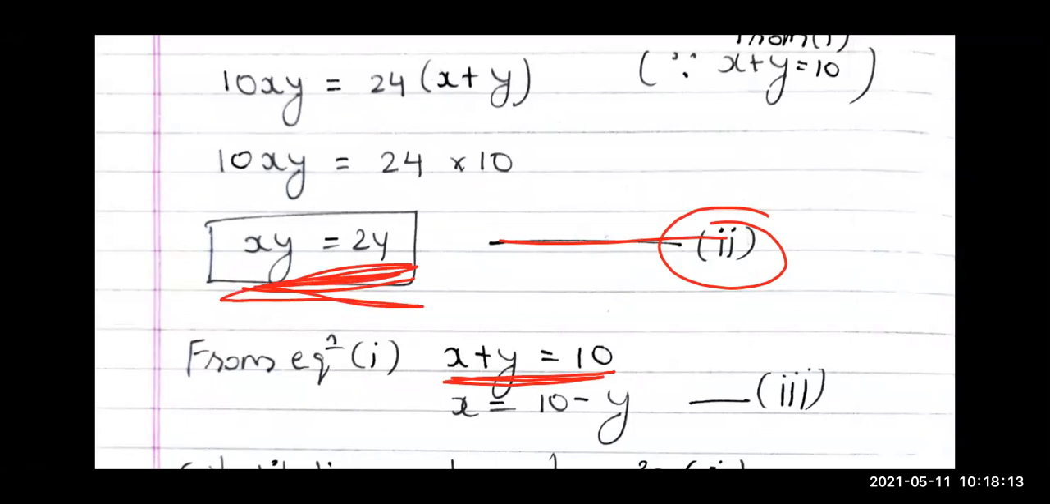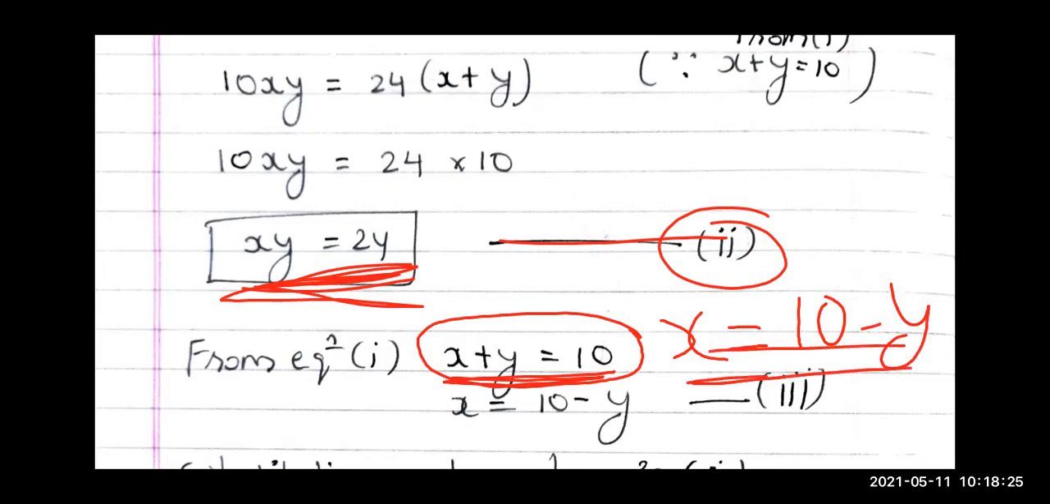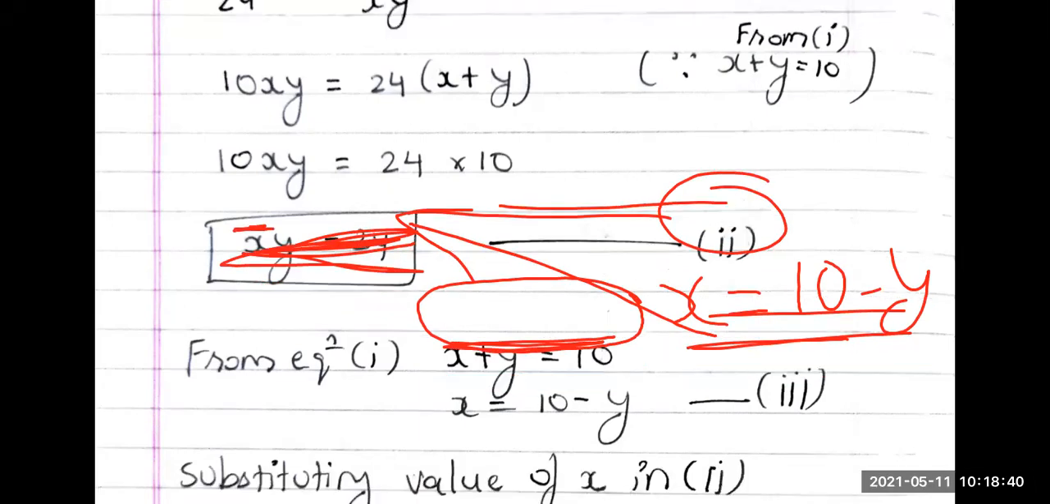Now what you will do, as you do in maths, you are going to use the substitution method, right? So from this equation, you will substitute the value of X. X can be written as 10 minus Y. So this value of X, we will substitute in this equation. So on substituting the value of X as 10 minus Y in this equation number 2, we will get, instead of X, 10 minus Y, Y as it is, equals 24.